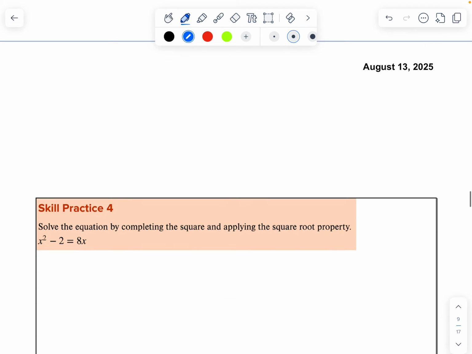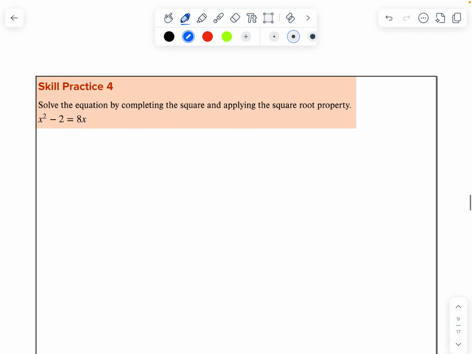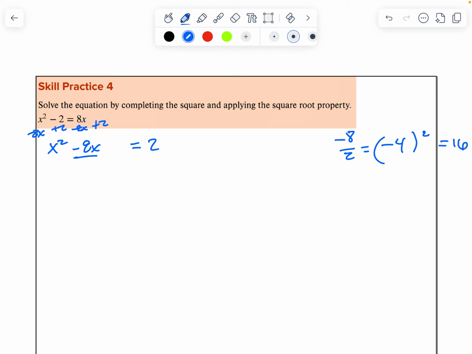Let's try another one like this. So what we want is all our variables to one side, the numbers on the other. x squared minus 8x equals 2. I added the 2 to the right. I subtracted the 8x to the left. The 8x and the x squared can't combine because they're not like terms. So now to make a perfect square binomial, what I can do is divide that by 2, negative 8 divided by 2, negative 4, then square it to make 16. So I need to add 16 to both sides.